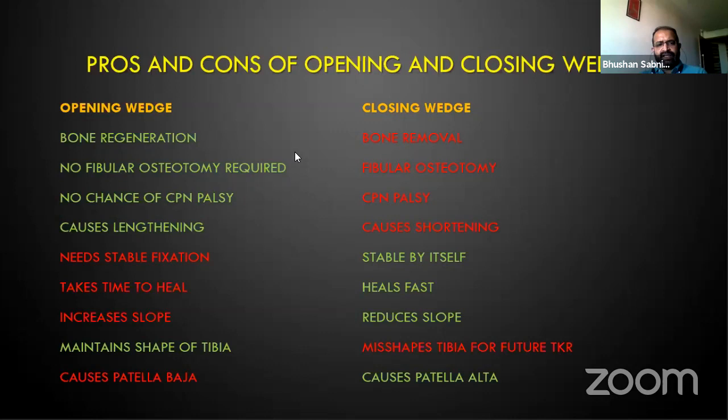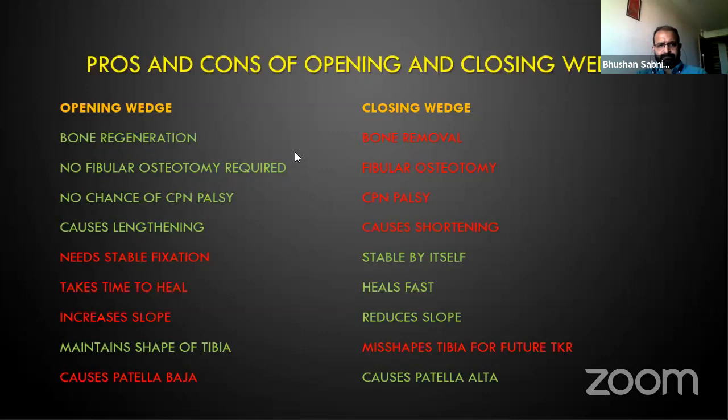The key thing here is that it maintains the shape of the tibia for any required future TKR, which does not happen with a closing wedge. You get a funny shaped tibia, and quite a few times you need to use an offset stem on the tibial side just to get the tibia fixed properly. One last thing, an opening wedge tends to cause patella baja. A closing wedge may cause patella alta. Not every time does it cause patella alta, but again, there are ways in which you can play with it and avoid getting a patella baja with an opening wedge osteotomy.